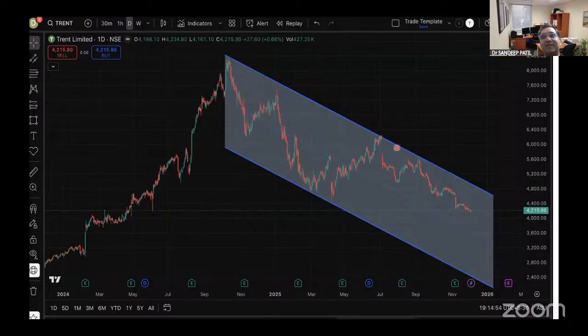Similarly, you can draw the channel. This is a favorite of Sun Sir, so I put it here. So you draw the channel, and it actually respects the channel also. So this is a resistance line. Whenever it comes here, it goes down, and this is support. Whenever it comes down to here, it goes up. So this is the channel, which also shows what the trend is. This is a down channel, so it is going down.